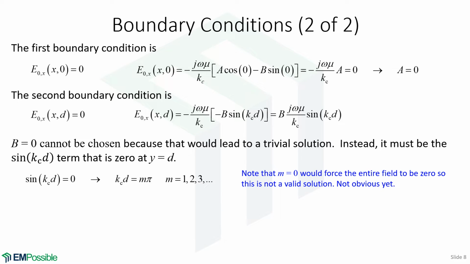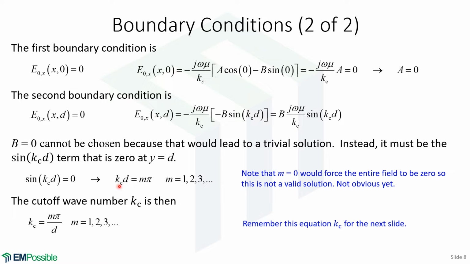And the last point I'll make is that m is discrete. I can't choose a value of 1.7, for example. That's not a valid solution. It's an integer. So the solutions to our waveguide are discrete. The modes propagating in the waveguide are discrete. We will have a first order mode, a second order mode, a third order mode, and so on. And m will be our order of that mode.